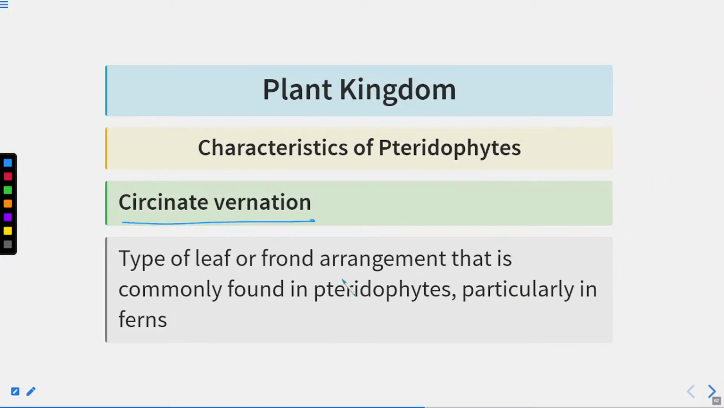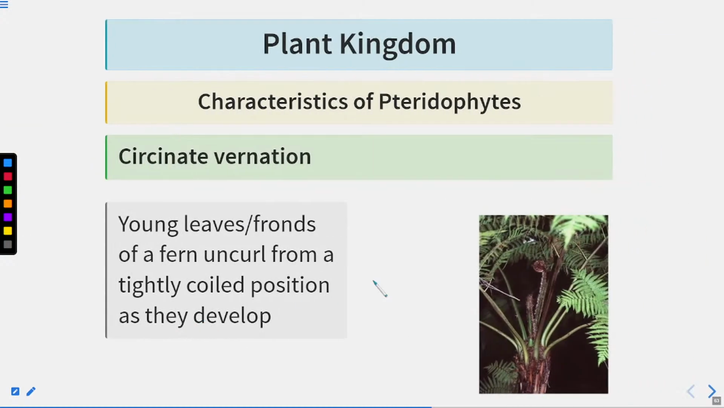Circinate vernation is a type of leaf or frond arrangement that is commonly found in the pteridophytes. This is one of the peculiar characteristics of the pteridophytes that is seen in the case of fern, right? So here you can see this circinate vernation. Young leaves or the fronds of a fern uncurl from a tightly coiled position as they develop. Here you can see this, and later when they become old, they open.